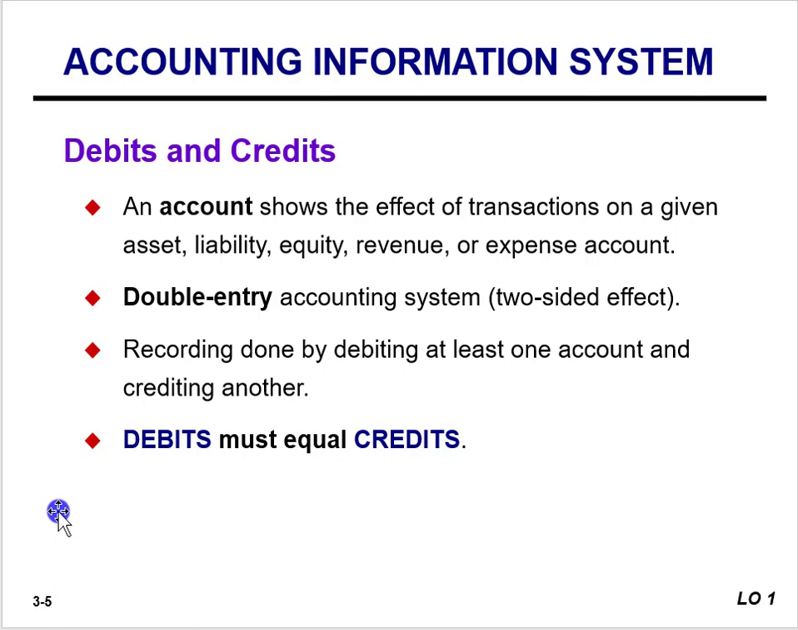And so, debits and credits. An account shows the effect of transactions on a given asset, liability, equity, revenue, or expense account. The double entry system, the accounting system, has a two-sided effect. And so recording is done by debiting at least one account and crediting another. And so the debits and credits overall must equal.